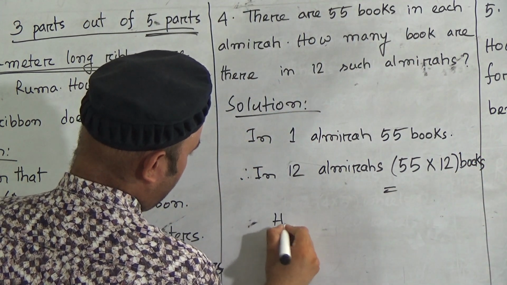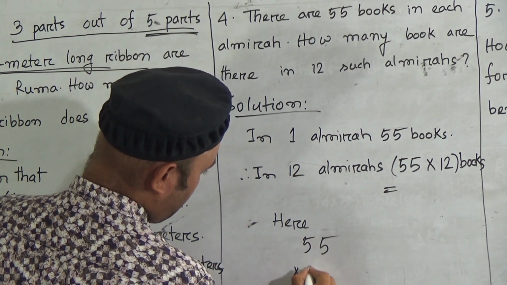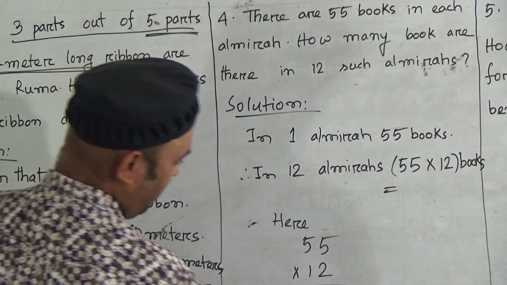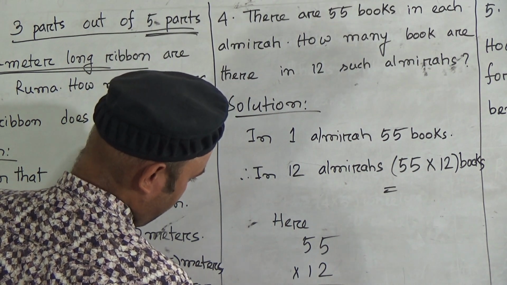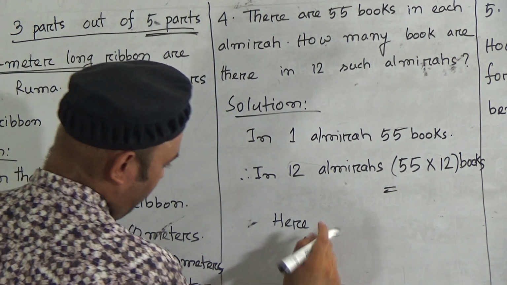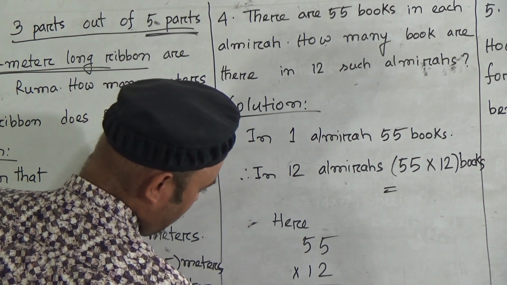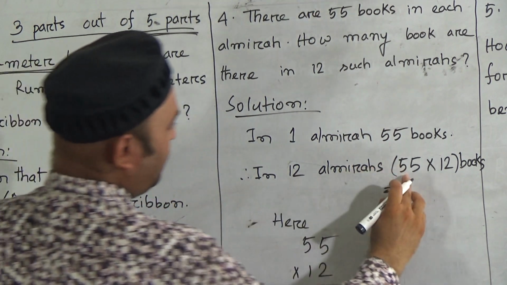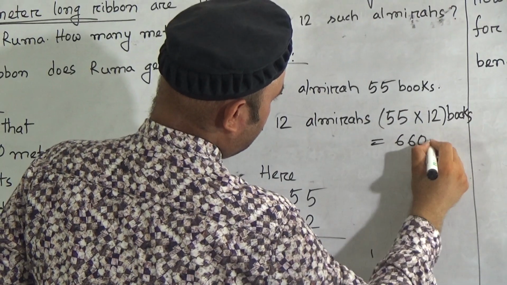So now you have to multiply 55 by 12. So here 5 2s are 10, carry 1, 5 2s are 10 and 1 is 11. So here you have to use 0 for the tens place. Now 5 ones are 5 and 5 ones are 5. Now add this: 0, 0 is 0, 5 and 1 is 6, 5 and 1 is 6. So 55 multiplied by 12 will be 660 books.